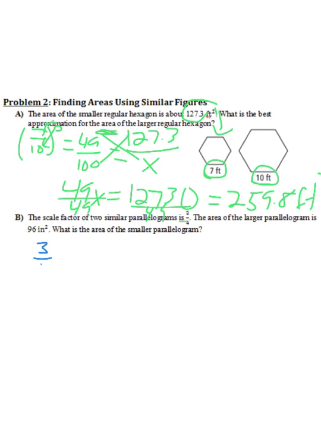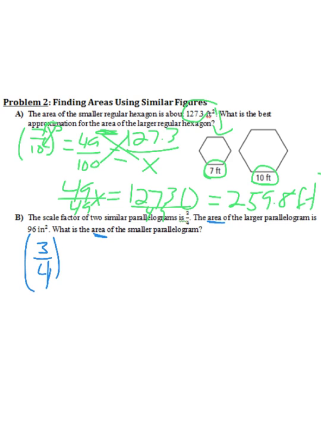So I've got my scale factor of 3/4. So I'm going to write that down here. The area of the larger parallelogram is 96 square inches. They want to know what the area of the smaller parallelogram is. We are looking at area. So in order to find our area, we need to have the ratio for area.